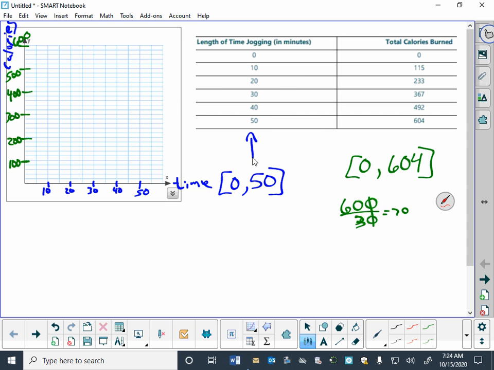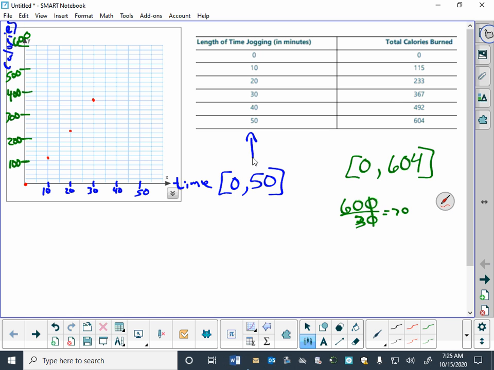So let me put my points on. I've got a point at 0, 0. That one's easy. One at 10, 115. So again, that was 100. This was 120. So it's up pretty close to that. 20, 233. There's 20 to 20 to 40 would be right there. A little bit more than halfway up there, but that would probably be close enough. 30, 367. So here's 300, 20, 40, 60, 80, closer to the bottom end of that, somewhere, maybe a little higher than that.